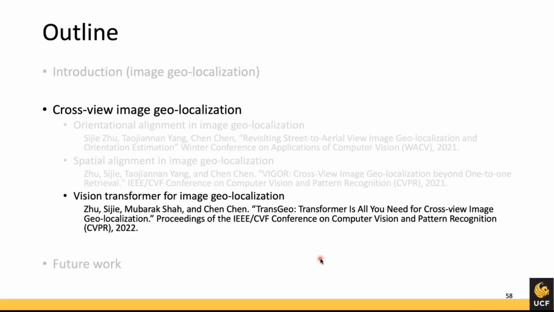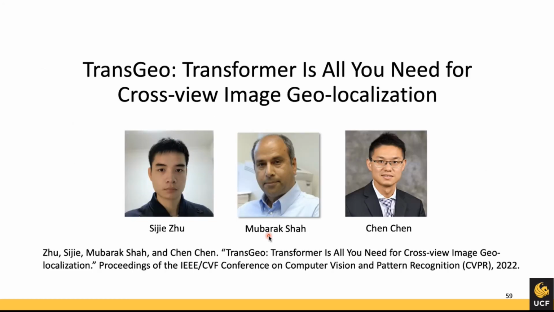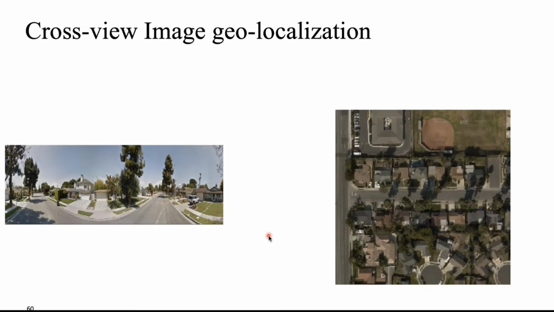Finally, I want to introduce our latest work that is using Vision Transformer for this cross-view image geolocalization task. And this is published in CVPR 2022 this year. So as you have already seen a couple of examples, right? Cross-view image geolocalization is very challenging. It's because of this domain gap, right? The visual appearance is very dissimilar.